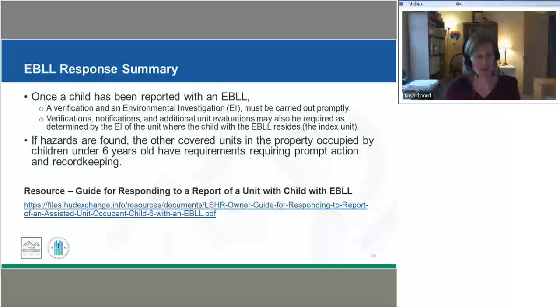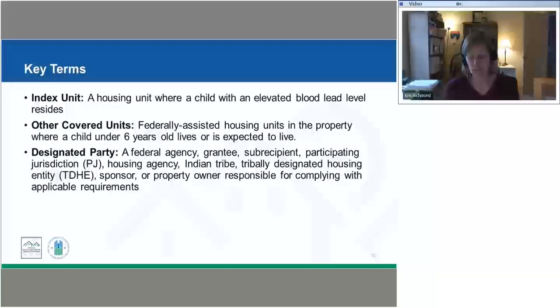We do have some guides and information. We have training. This goes right to the toolkit that you can click on to get some more information about that. A couple key terms that we have. Index unit, this is the unit where the child with the elevated blood level is residing. We have our other coverage units. These are the other units that are federally assisted in your project-based property where a child under 6 is living or is expected to live.